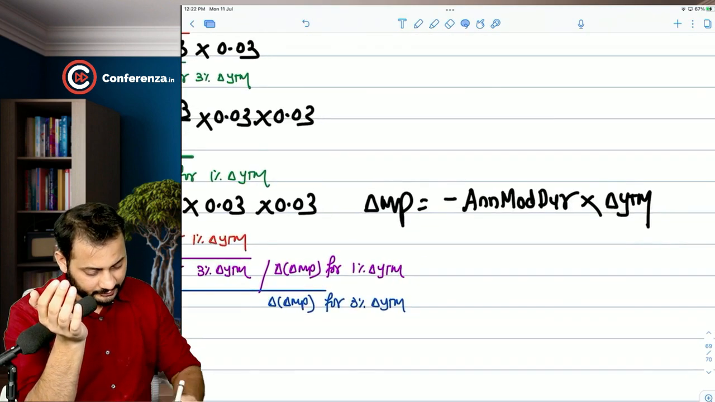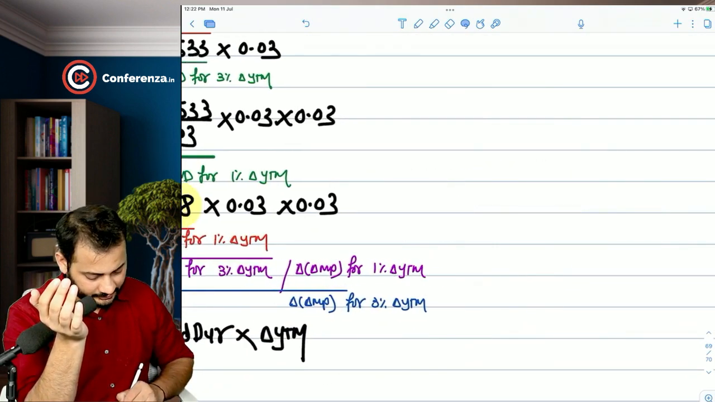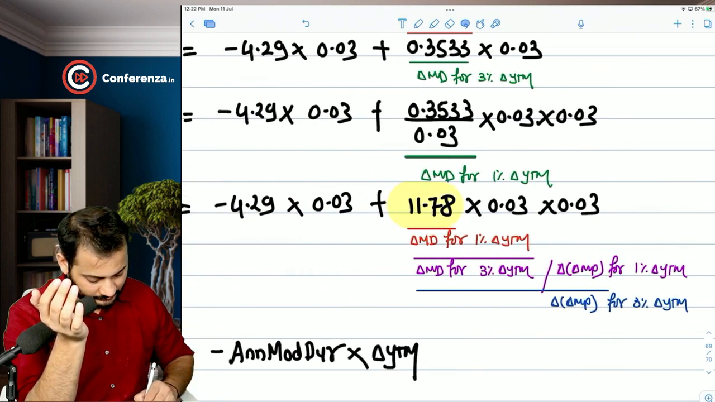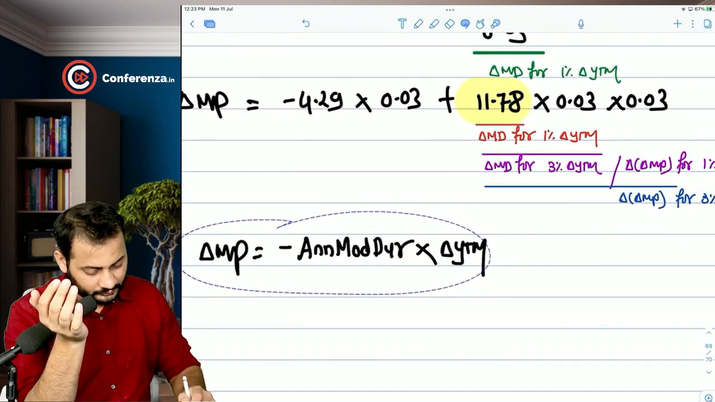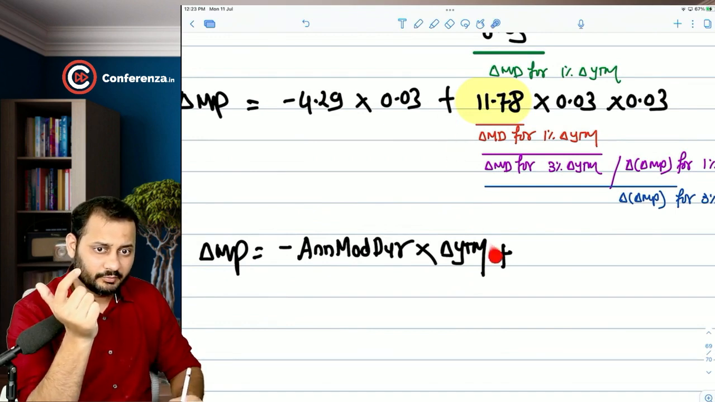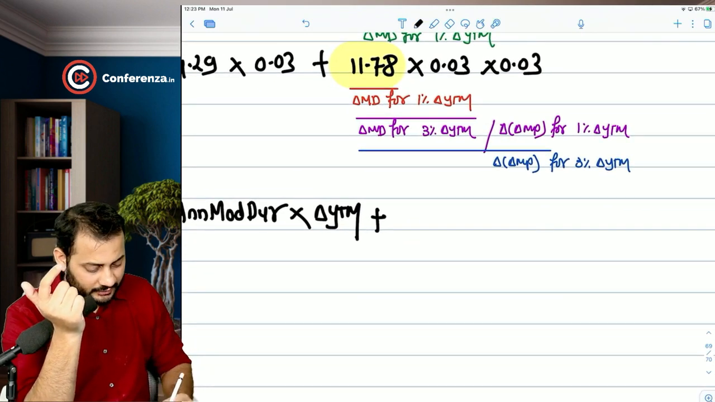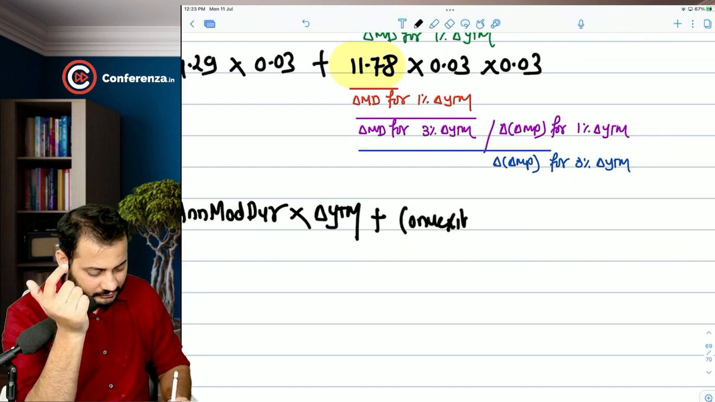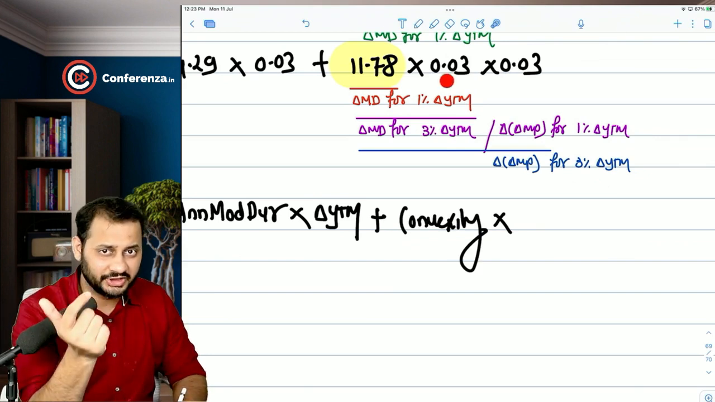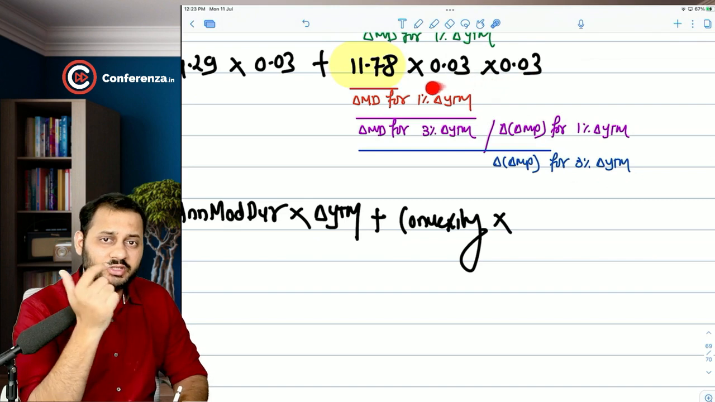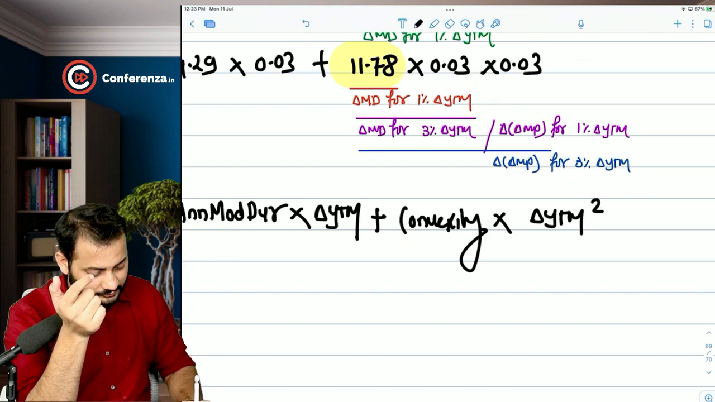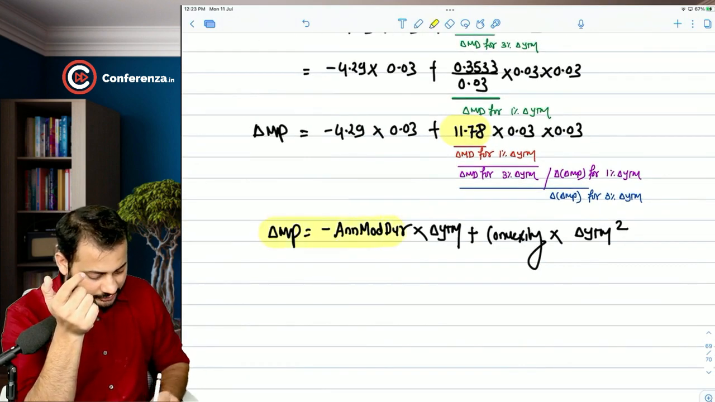Let's take it this side. Then plus. Do you remember this plus sign? Okay. Then 11.78 will be called convexity, multiplied by 0.03 into 0.03, the change in YTM squared. This is your formula for change in market price.